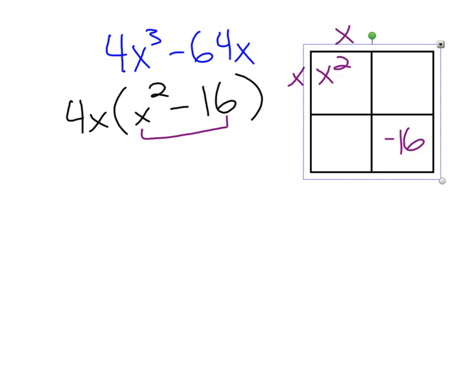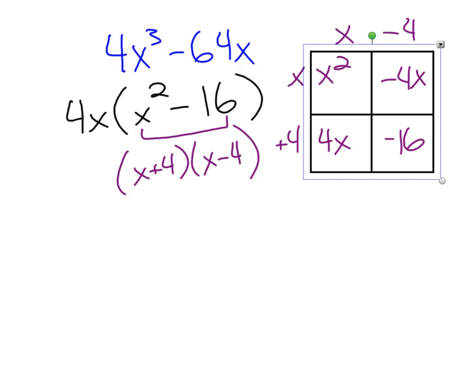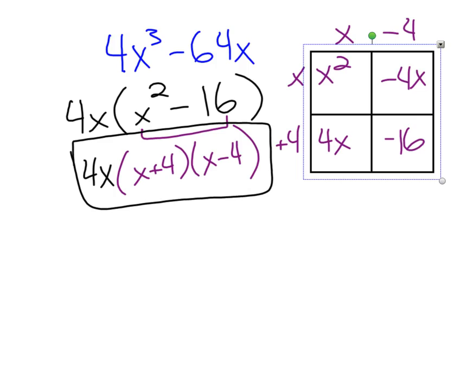How do we get negative 16? Negative 4, positive 4. Why do we want those two numbers to be the same? So it cancels out, because we don't have any x term here. There's no b. So these need to be the same number. So 4x, negative 4x, that works. Which means x squared minus 16 factors into x plus 4, x minus 4. What do we multiply that whole thing by? 4x. Oh, this is the easy stuff. And there is your answer.